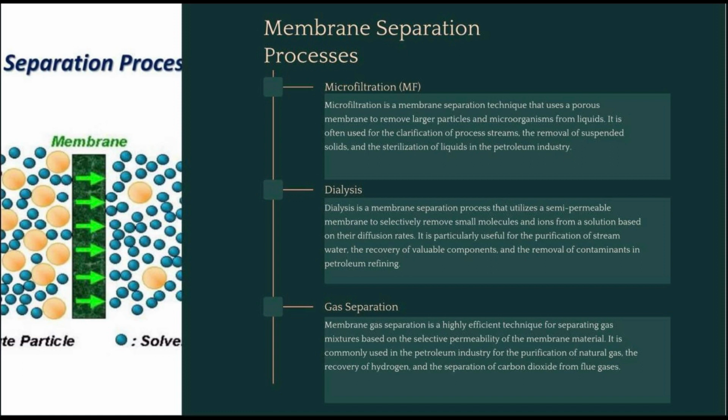This application is crucial for reducing greenhouse gas emissions as it allows for the capture and separation of carbon dioxide from industrial emissions. Membrane separation techniques such as microfiltration, dialysis, and gas separation are essential in the petroleum industry. They improve process efficiency, enhance product quality, and help protect the environment. Understanding these technologies is key to optimizing operations and meeting industry standards.